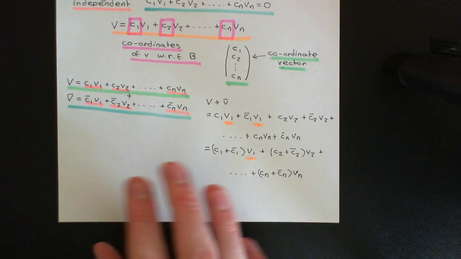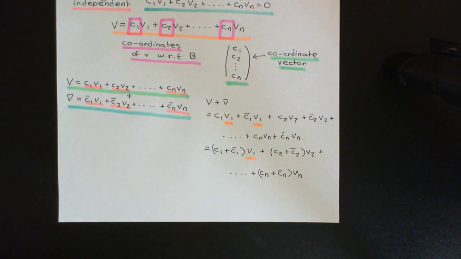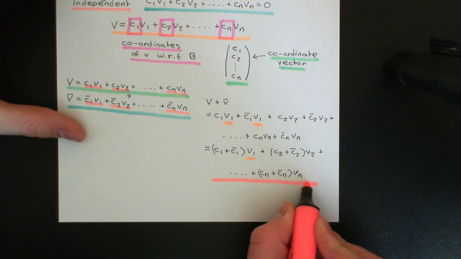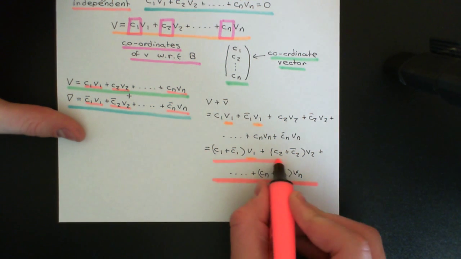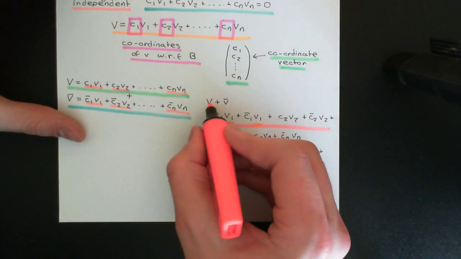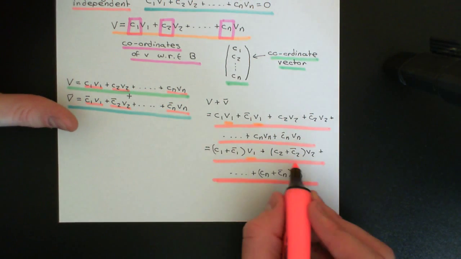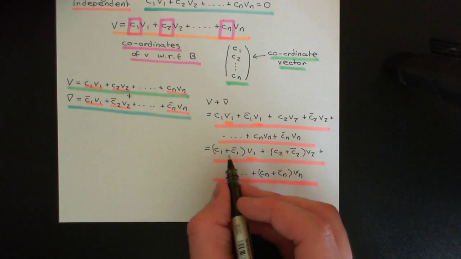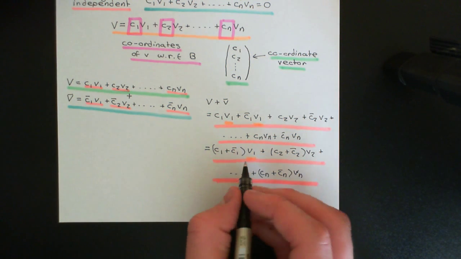Okay, so I've now re-expressed that like so. And what I've now got is the answer here written in terms of my basis. Here is a linear combination of my basis vectors, and this is the answer to v plus v bar. Written beautifully already in terms of a linear combination of the basis vectors. So what would its coordinate vector be?